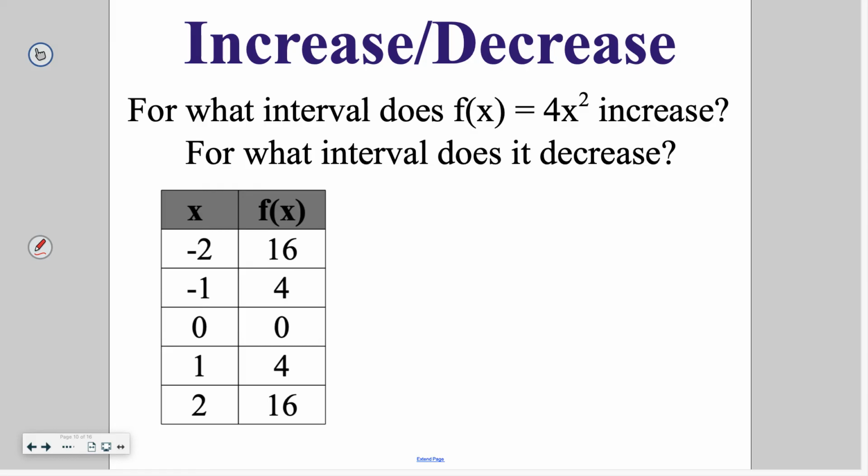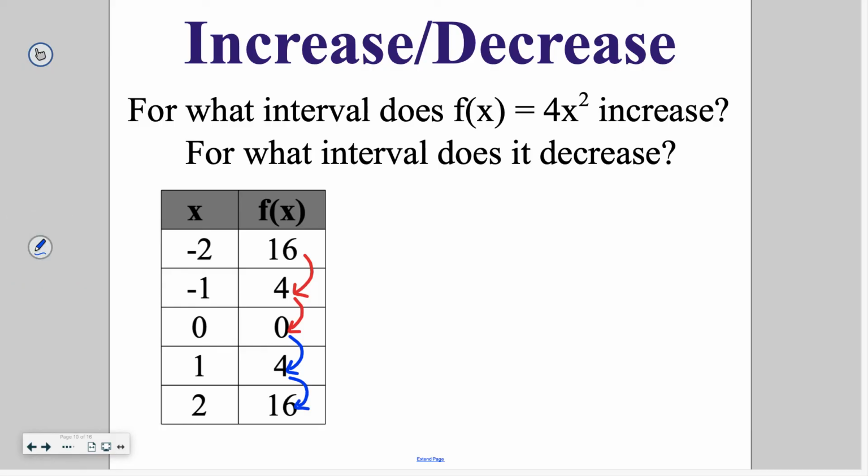Next thing we're going to look at is when the graph increases and when the graph decreases. So for what interval does f of x equal 4x squared increase, and for what interval does it decrease? When you're doing this, look at the table. You are looking for when the numbers are going up and when the numbers are going down. So from 16 to 4, we're going down. From 4 to 0, we're going down. Then we switch, and from 0 to 4, we're going up. From 4 to 16, we're going up.